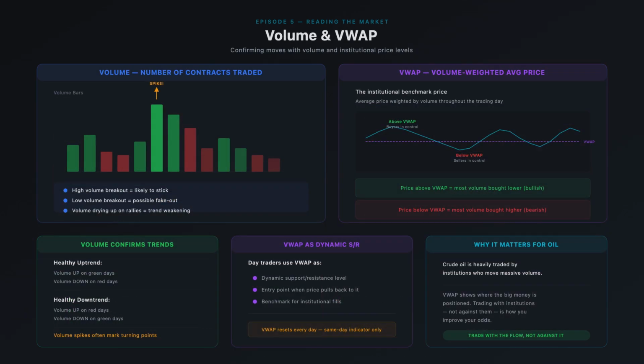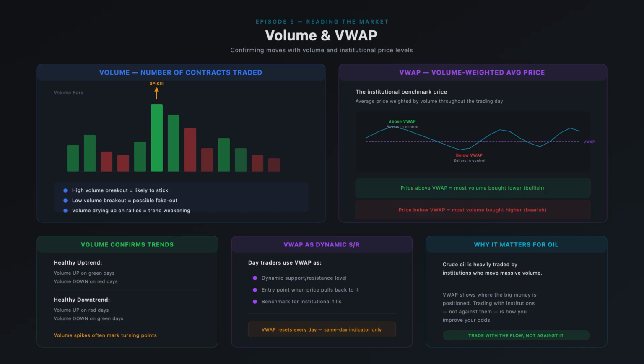Volume is the number of contracts traded in a given period. It's one of the most underrated tools in futures trading. Here's the core rule. Price moves on high volume are more significant than price moves on low volume. If crude oil breaks above $72 on huge volume, that breakout is more likely to stick. If it breaks out on thin volume, it could be a fake out.